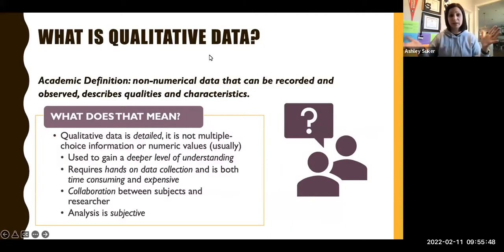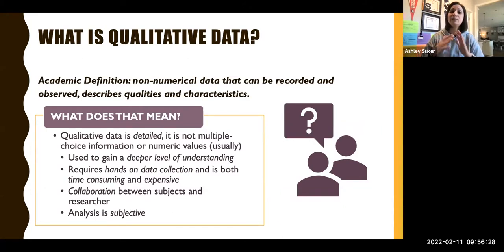Okay, first, what is qualitative data? The academic definition is that it's non-numerical data that can be recorded, observed, and describes qualities and characteristics. I don't know about you, but that is confusing. So let's break that down. Basically, qualitative data is detailed. It's not multiple choice. It tends to be either spoken or, if you were to look at a Google Form and it says short answer or paragraph, those are considered qualitative data. There isn't one right answer, and the answer between all the participants is not going to be the same.